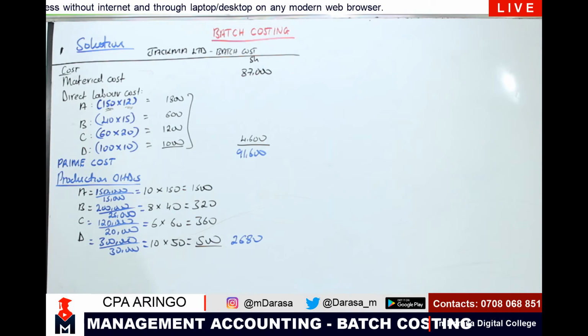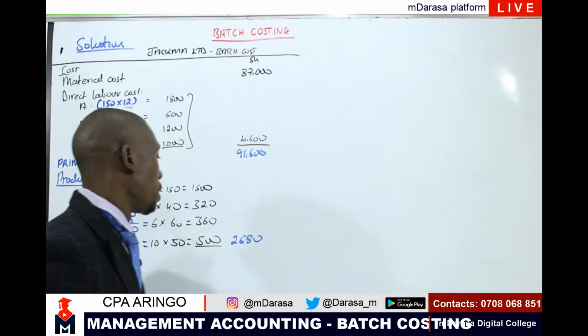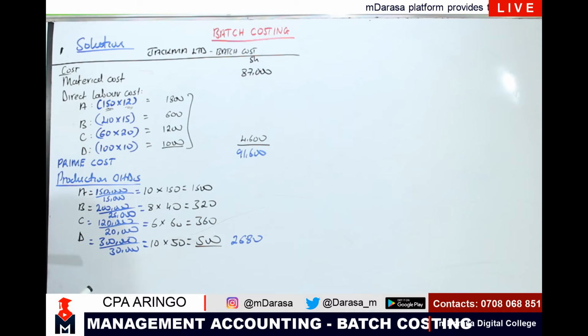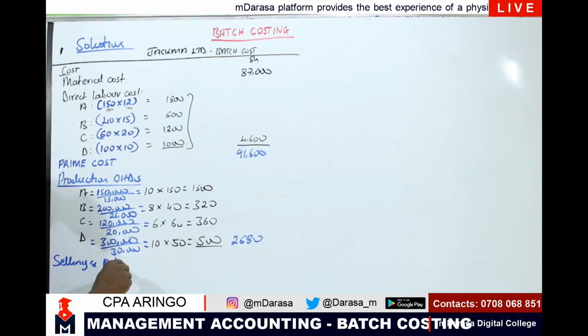But remember, for D, we are given machine hours. So mark that very clearly. We are given machine hours, meaning that in that case, I'm not going to deal with our labor hours, but I'm going to incorporate our machine hours. And you are told that a total of 50,000 machine hours were used. Look at note 2, the last dash. A total of 50 machine hours were used in this job.